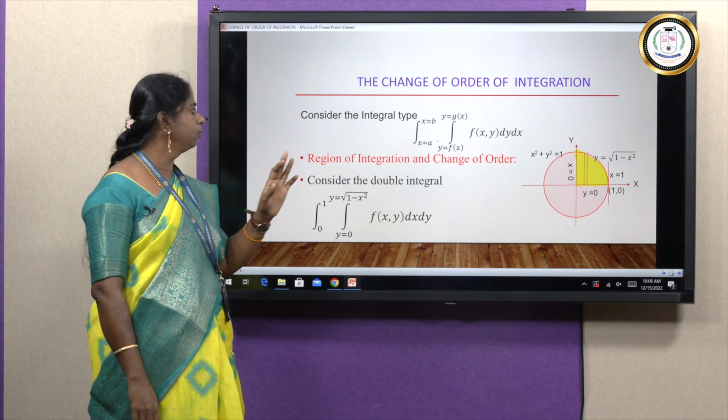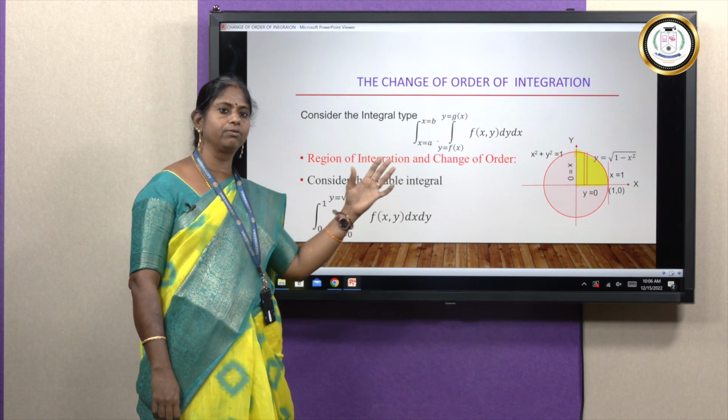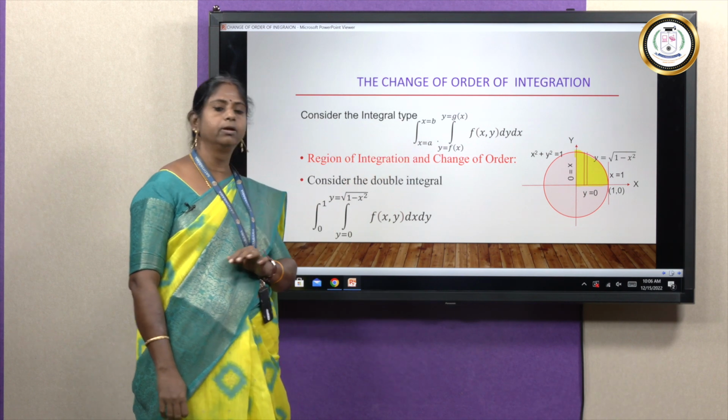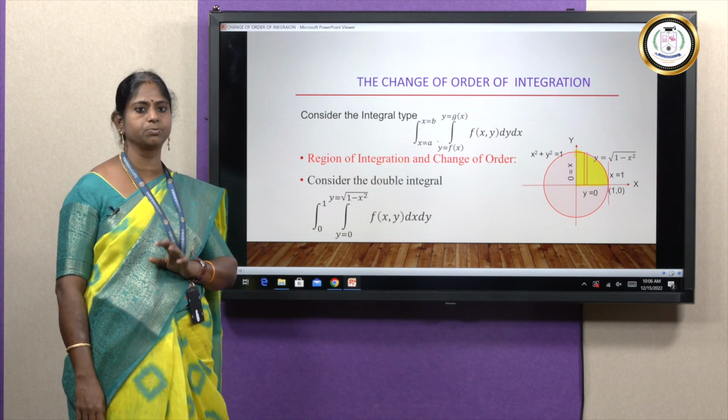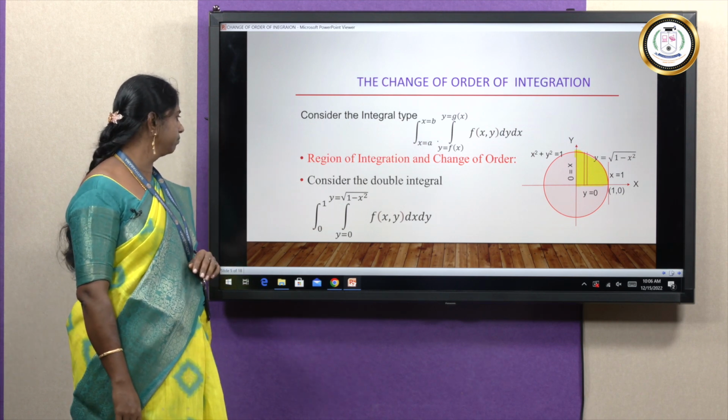Then you can apply the limits for the variable y. At last you will get the function only in terms of x, and you may go for integrating the function with respect to x, and you can apply the limits. So we will see this one.